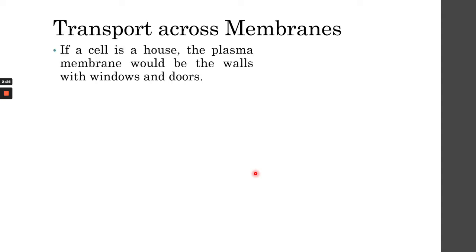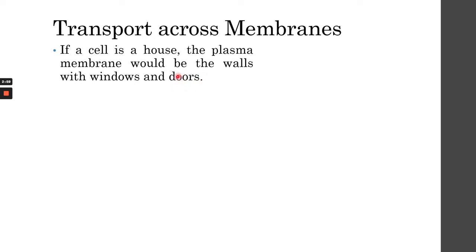If we liken a cell to a house, you can think of the plasma membrane as the house's walls. In our own houses, we have windows on our walls and we have doors. And these windows and doors serve as a passageway for air to come in, for sunlight to come into our homes, and for us to go in and outside of our houses.